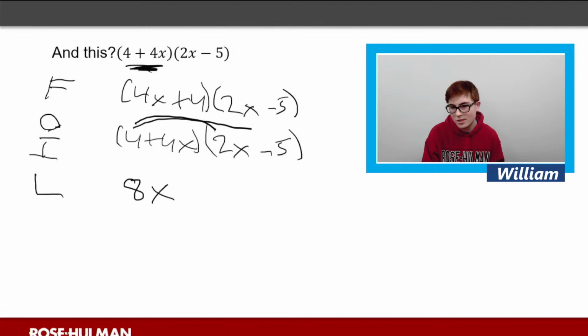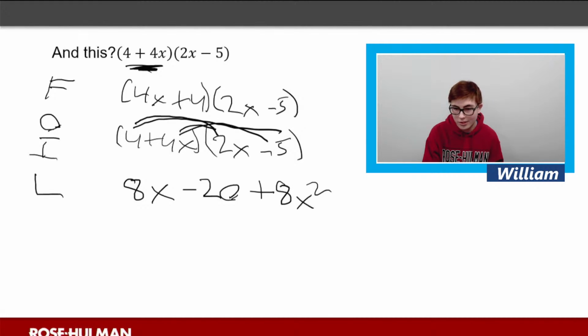And then I'm going to do the outside terms. That's the 4 times the negative 5, which is negative 20. So that actually is going to end up being our last term with no x. Then we get to do our inside terms. This is the 4 times the 2, and then an x on both terms. So those get multiplied together to be an x squared. And 4 times 2 is 8. So this is plus an 8x squared. And then we get to do our last terms.